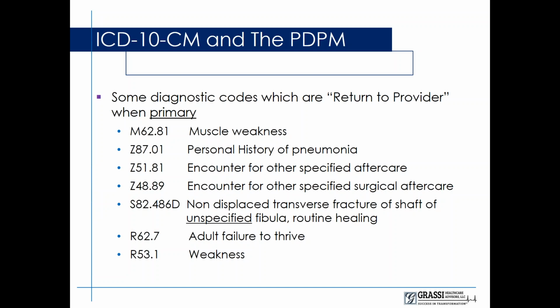Okay. So muscle weakness, personal history of pneumonia, encounter for other specified aftercare, or weakness in general. If you see there, what is the code? Non-displaced transverse fracture of shaft of unspecified fibula, routine healing, right? So they have the D there, the 7th character appropriate, but because they listed it as an unspecified fibula, that is an invalid code. Next slide.